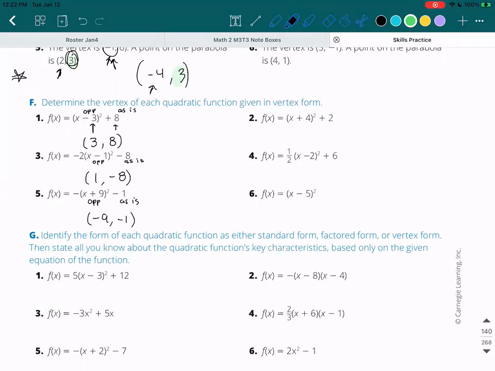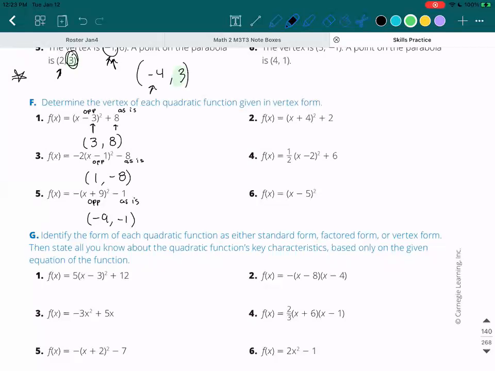See, I told you section F was really fast. Any questions about section F? Oh, okay. I'm going to shorten section G.